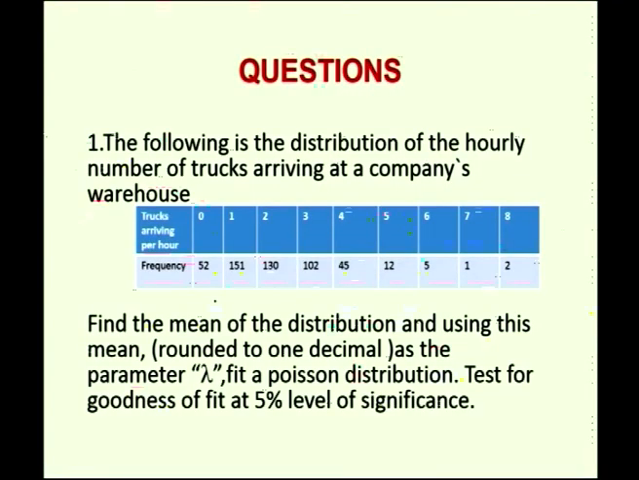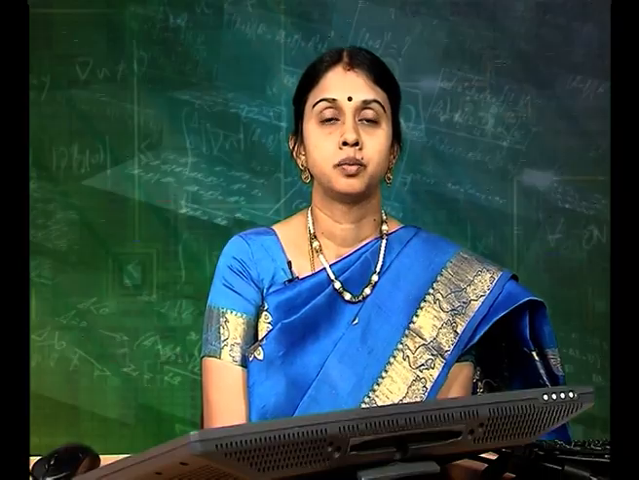So, based on the discussion in this session, the following question is posed. The following is the distribution of the hourly number of trucks arriving at a company's warehouse. The number of trucks arriving per hour is taken up to 8 per hour, and then the frequency of arrival is given. Find the mean of the distribution, and using this mean as the parameter lambda, fit a Poisson distribution and test the goodness of fit at the 5% level of significance. Thank you.